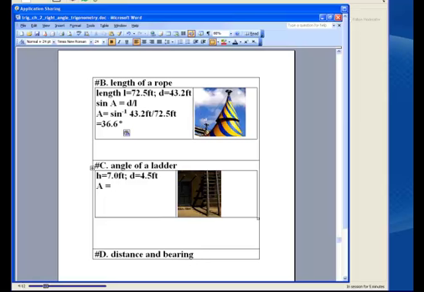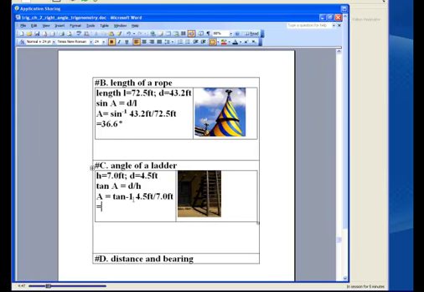So what they're looking at is this angle up here, which makes the wall the adjacent and the bottom on the ground here the opposite. So we're going to have tangent A equals, and this one here is the opposite, D over H. Respectively, A equals the inverse tangent of 4.5 feet divided by 7.0 feet. And again, I'm going to do this on the side.